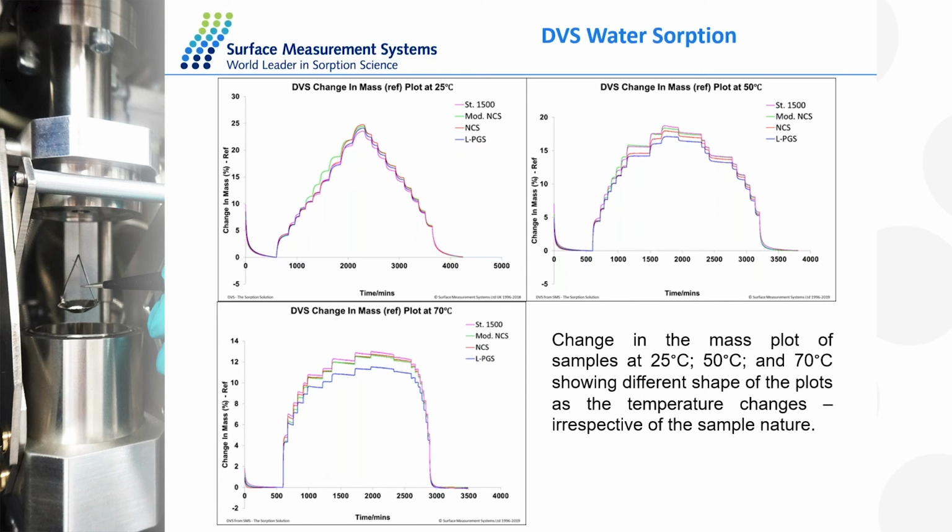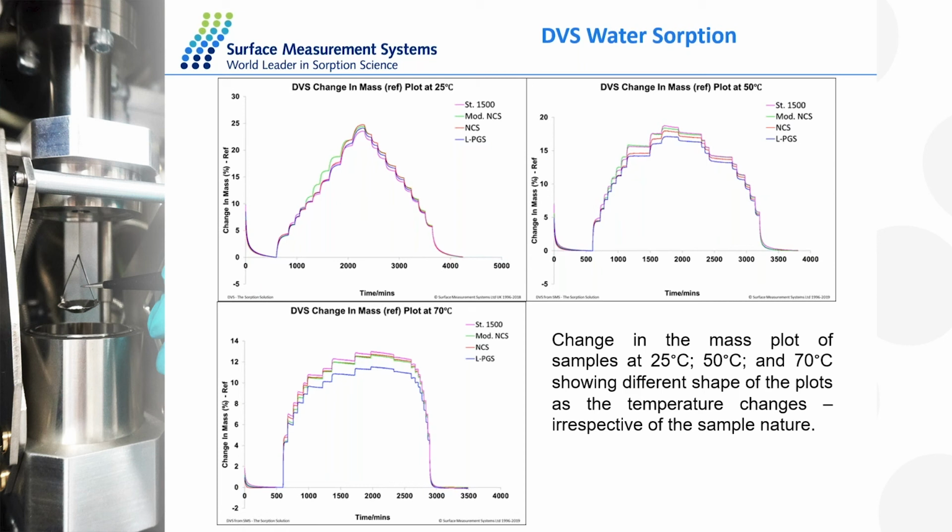So yes, that's correct. In this case, for the starch samples, when you increase the temperature, we have different graphs, and with all four we have kind of similar plots. So when you increase the temperature, at each stage of relative humidity, equilibrium is reached much quicker. So the kinetics are much faster in this case.